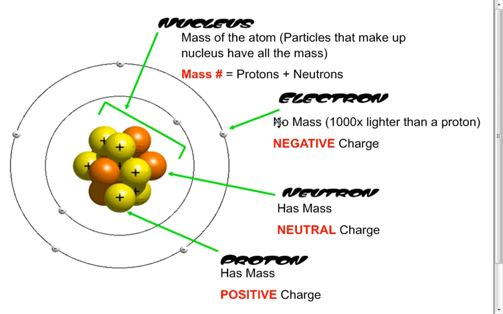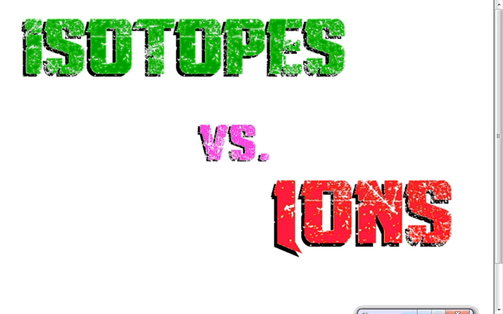My electrons are found outside my nucleus, and more or less, they do not have any mass. And the big thing with them, for us, is that they have a negative charge. So we're going to be taking that information today and talking about two extremely important ideas. We will be discussing the difference between isotopes versus ions.